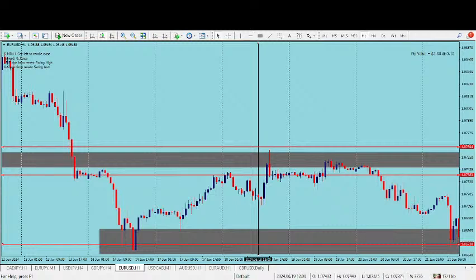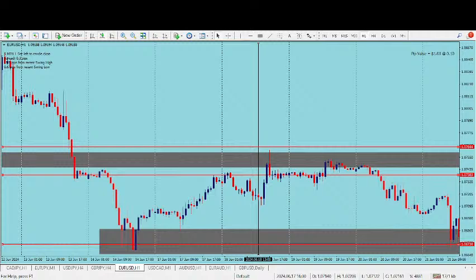So let's check our reward, our take profit. This is 1.0738. So 738 minus 673. 65. Remember that our risk is 26.